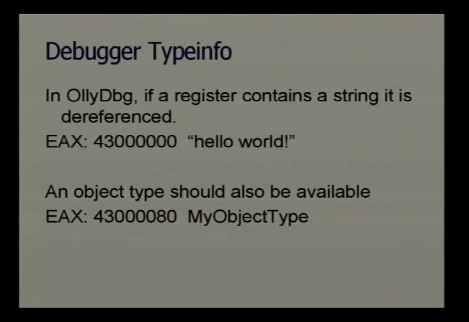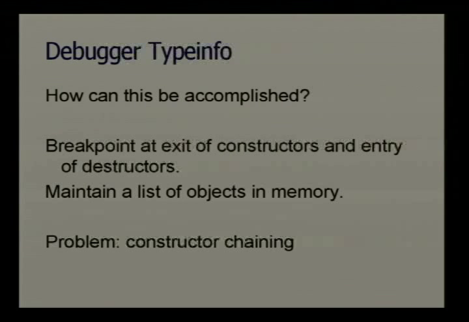So why don't we extend this to other, more complicated types of objects? If I see this in EAX, I want to know that that's my object type. I want to know that that's, let's say, a stream object or some other kind of object. It just makes the reversing that much easier. So how do we go about this?